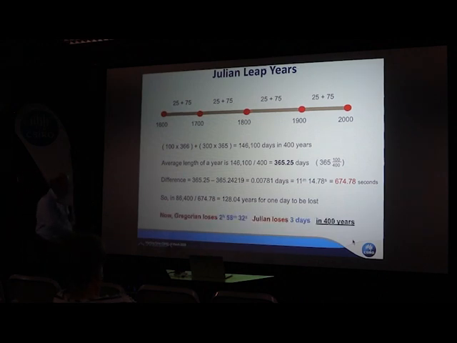So now in 400 years, with the Gregorian year you will lose 2 hours, 58 minutes and 32 seconds. In the Julian calendar you lose 3 days. I'd rather lose almost 3 hours than 3 days.